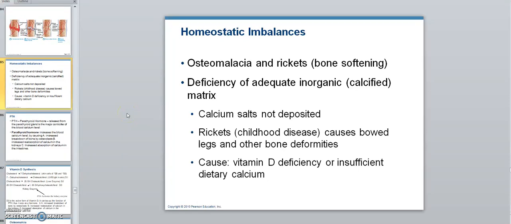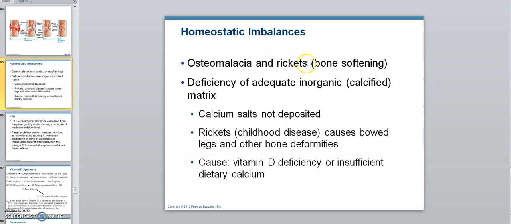Okay, class, we're going to end the bone chapter by talking about a few pathologies of bone. We start first with osteomalacia and rickets. Osteomalacia is in adults, rickets is in kids.